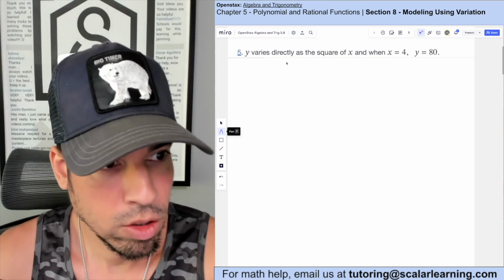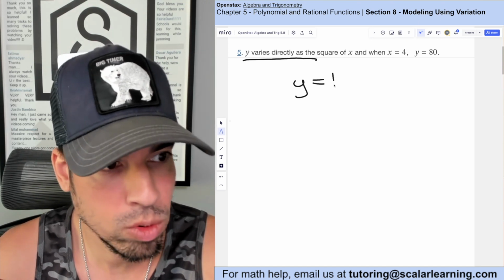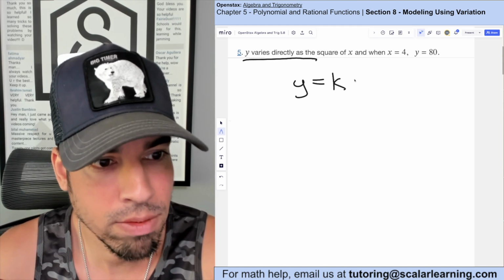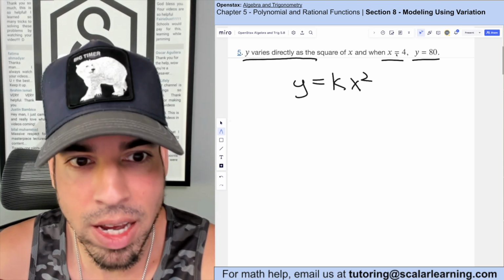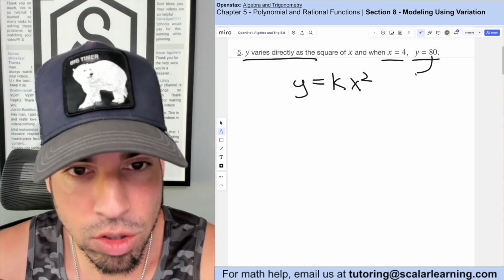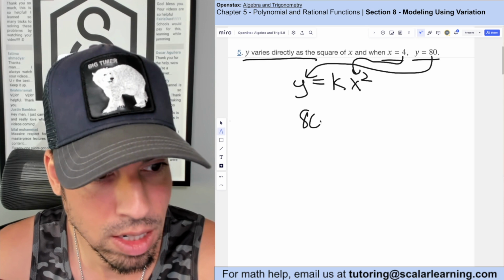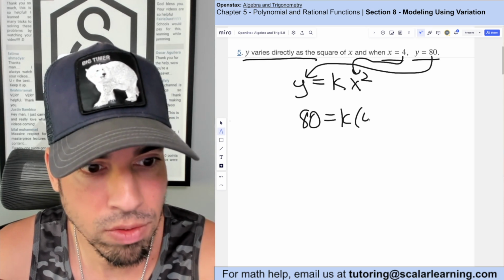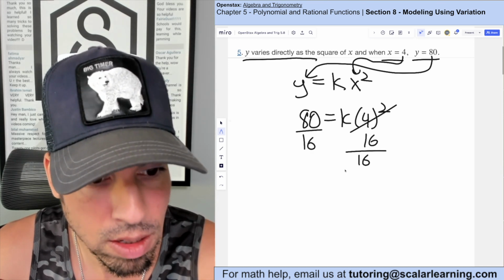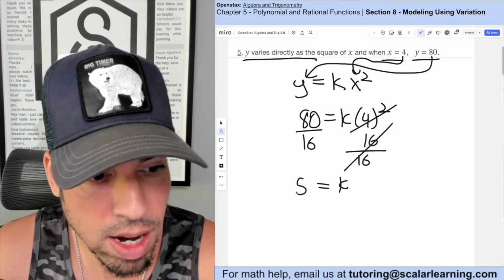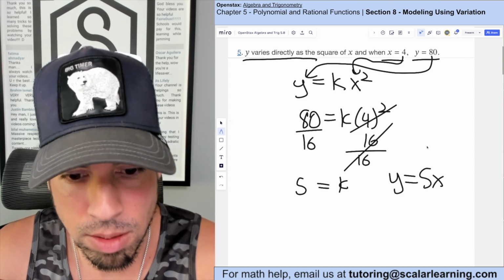So for this one, we're meant to create an equation based on this description. It says y varies directly, which means it's y equals k times something, as the square of x, which means it's x squared. And then they give us one other plug-in point. They're saying when x is 4, y is 80. This is what's going to allow us to solve for k. So we're going to plug in 80, and we're simultaneously going to plug in 4 for x. So I have 80 equals k times 4 squared. 4 squared is 16. Then we're going to divide both sides by 16, and we get k equals 5, which means the final equation will be y equals, replacing k with 5, times that x squared.